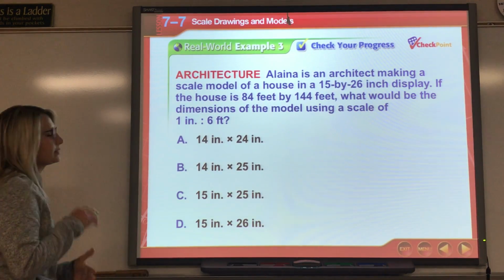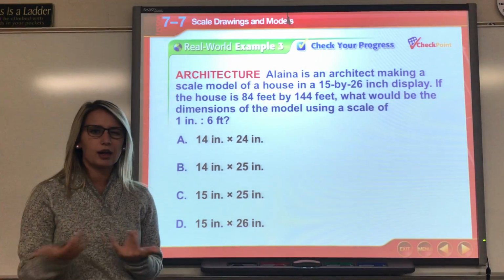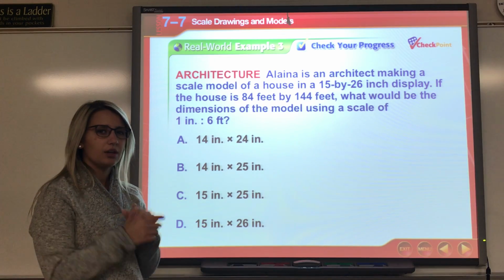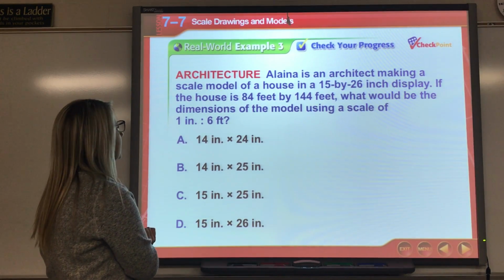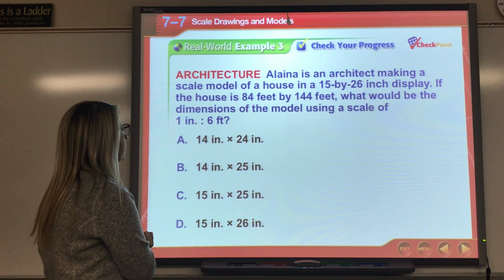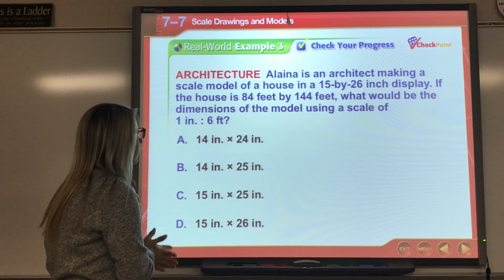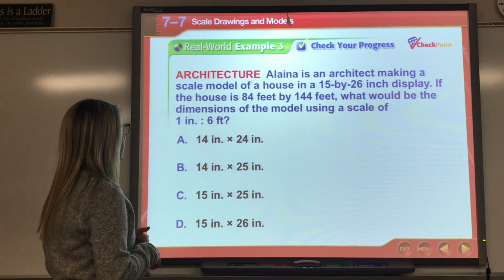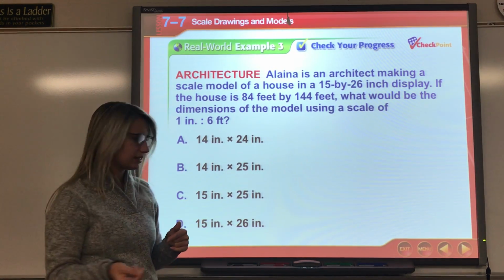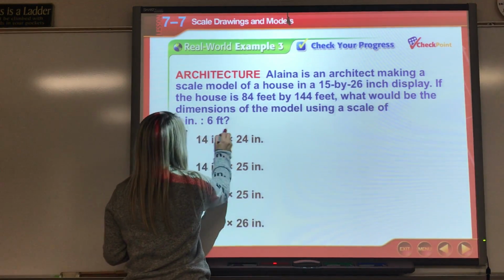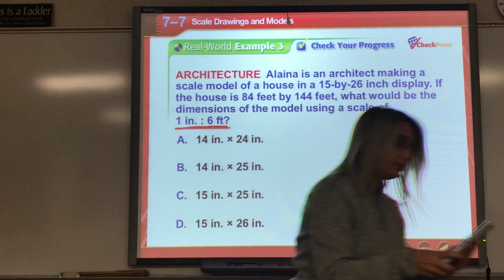Okay, so here's our last example that I want you guys to try. You might want to use a proportion. I'll set this one up as a proportion, just to show you the easier way of doing it. Okay, so Elaine is an architect making a scale model of a house in a 15 by 26 inch display. If the house is 84 feet by 144 feet, what would be the dimensions of the model using a scale of 1 inch to 6 feet? Okay, so this is where they give us the scale, so I'm just going to underline it.